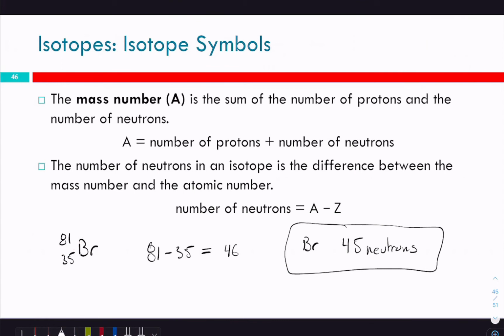Yes. The mass number can change based on the number of neutrons. Oh, okay. There we go. Cool. Good. So the mass number is the number of neutrons, which would be given, plus the atomic number. Okay.